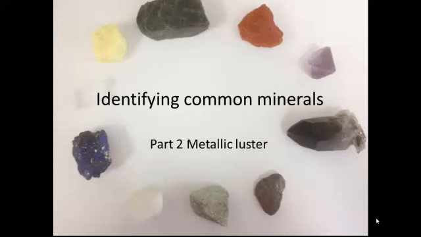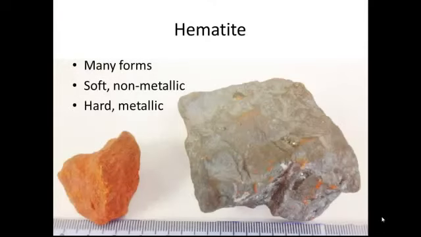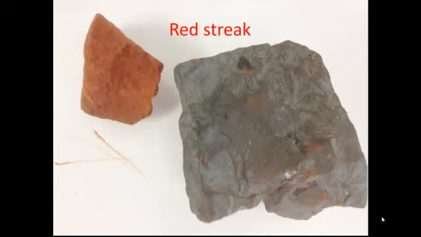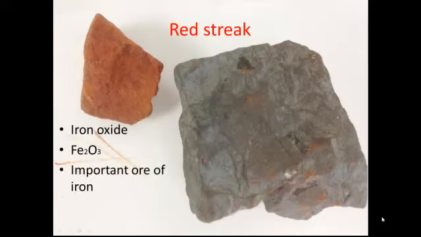Now let's take a look at minerals that have a metallic luster, starting with hematite. Hematite can be confusing because it has many forms. Some forms are soft, like this red ochre on the left, and non-metallic, while others are hard and metallic. So how can you tell whether you have hematite? Simple. Look for the red streak. Hematite is an iron oxide, Fe2O3. It's an ore of iron. Because its streak is red, it can be powdered to make paint or red makeup.